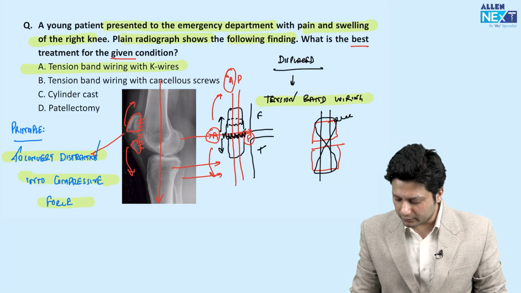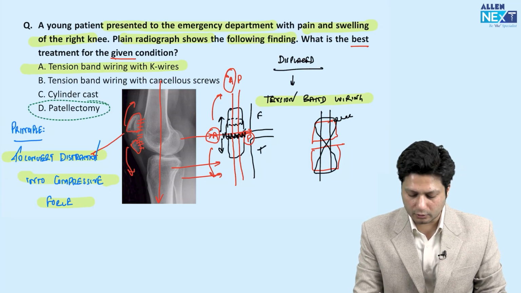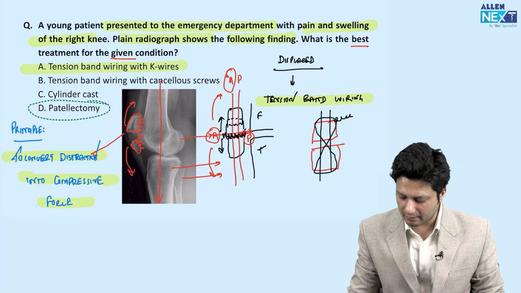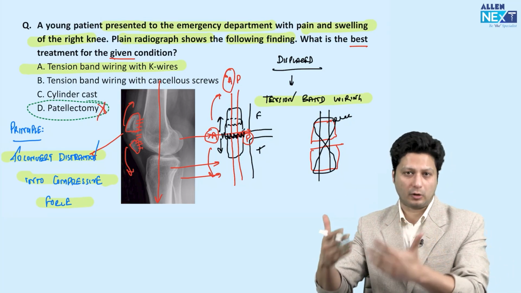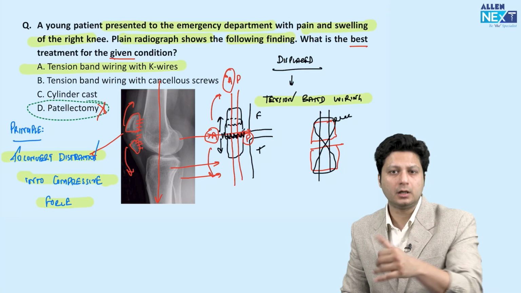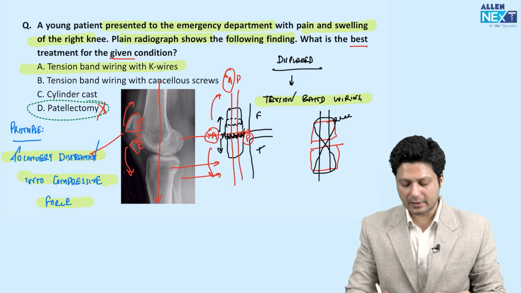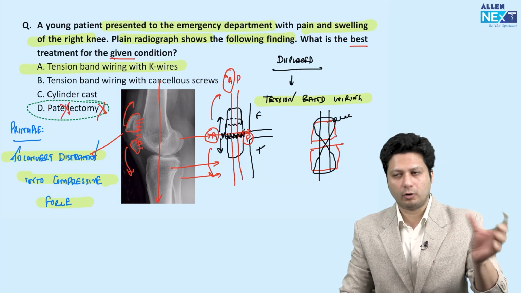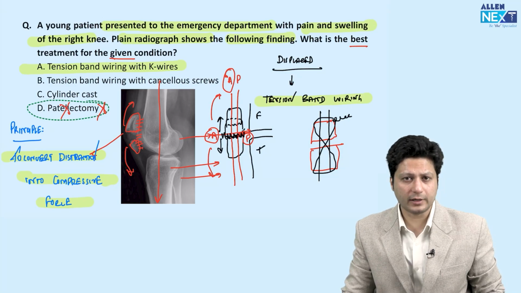Majority of the times, or previously, they used to think that patellectomy was also an option. But today patellectomy is never, never ever performed. Try to save the patella as much as possible because it has its contribution in maintenance of the normal biomechanics of the knee joint. All right. So patellectomy is never ever performed today. What you have to do is tension band wiring. Simple. Hopefully everything is clear.